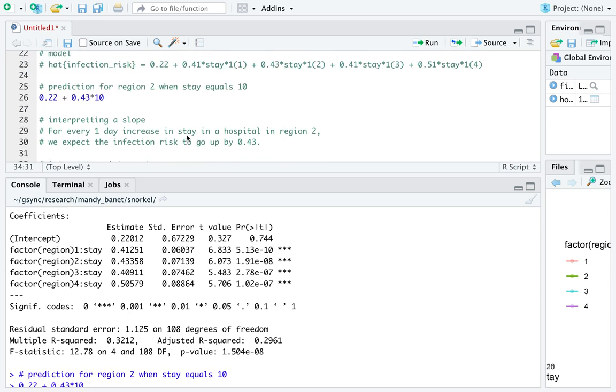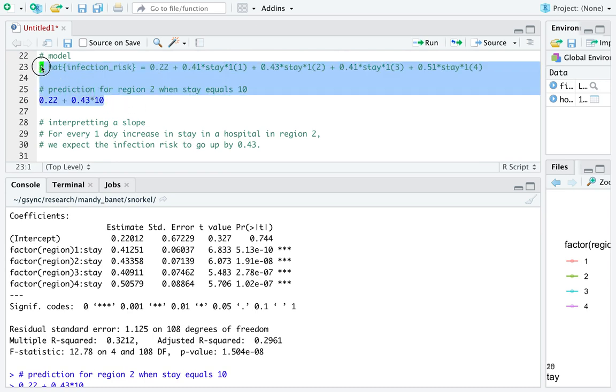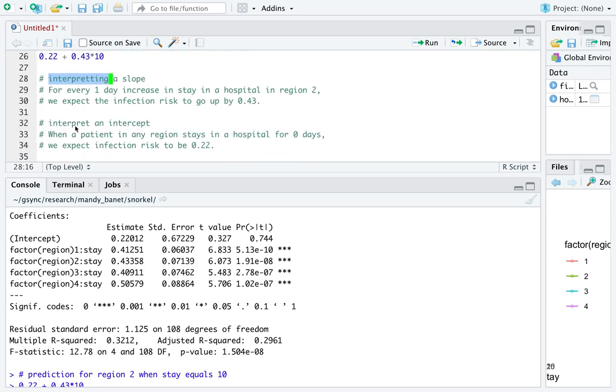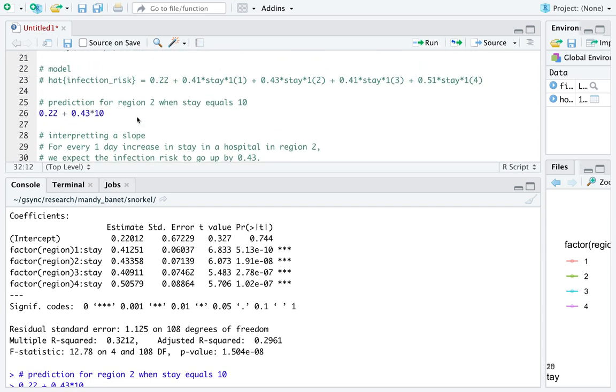What I'm giving us here is the framework to understand when our predictions or interpretations of slopes or intercepts do or do not make sense.